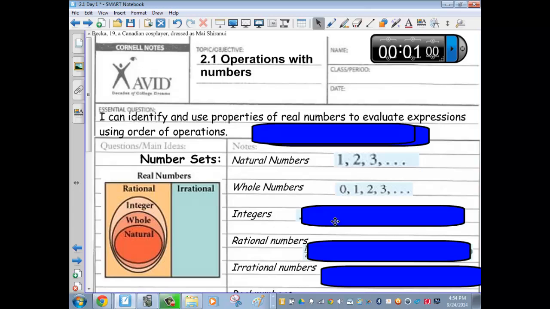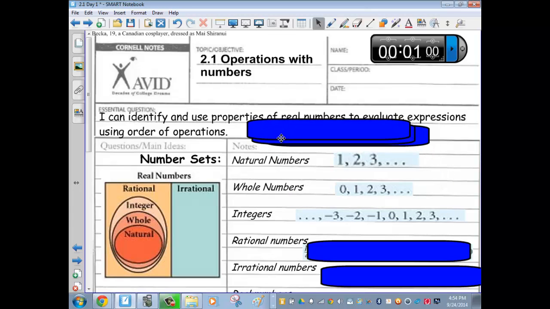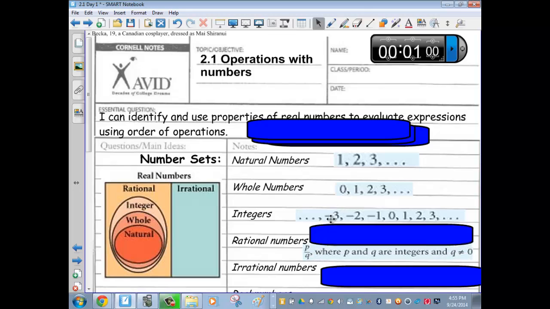Okay. Integers add a little bit more. When we talk about integers, we're dealing with not only 0 and 1, 2, 3, 4, 5, 6, 7, 8, 9, 10, but -1, -2, -3, all the way to negative infinity. So that's what an integer is. Integers are not only comprised of whole numbers and natural numbers, but they also have these negative numbers in there. Then we're moving on to rational numbers.